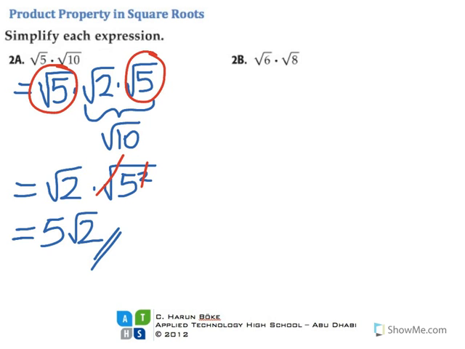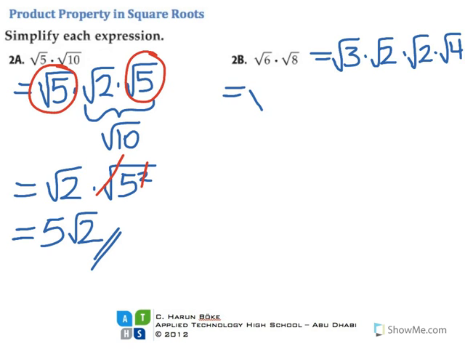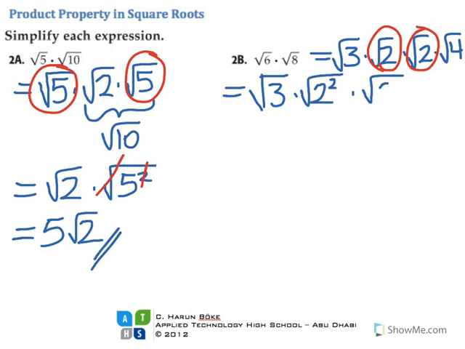For this example, we have square root of 6 times square root of 8, which we can write, for square root of 6, as square root of 3 times square root of 2, times, for 8 we can say square root of 2 times square root of 4, for example. Then we can rearrange so that it will be square root of 3 times, now you see there are 2 square root of 2's, so you can write it as square root of 2 squared, times 4 is nothing but square root of 2 squared.